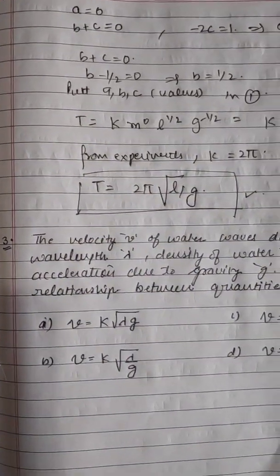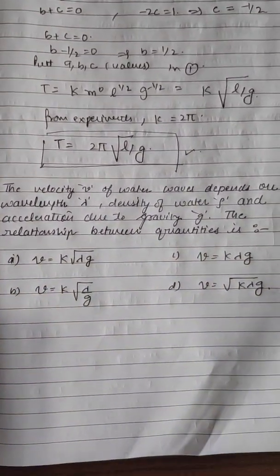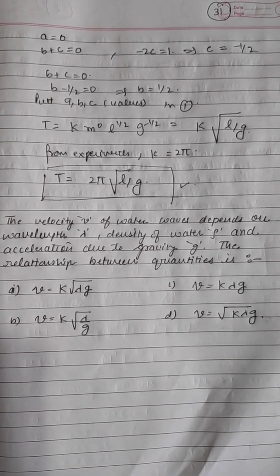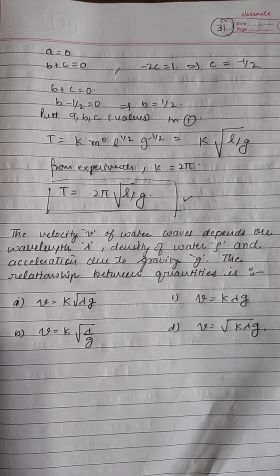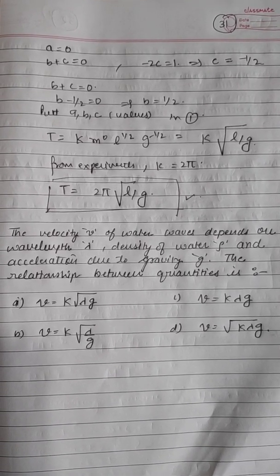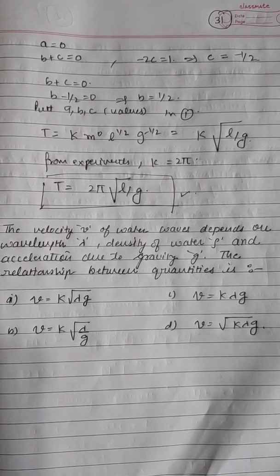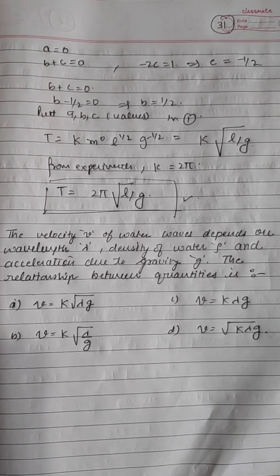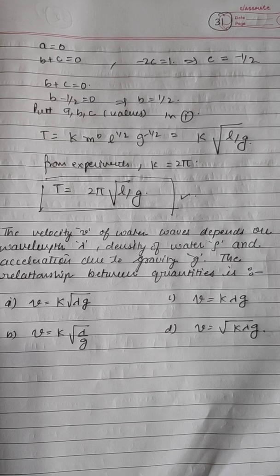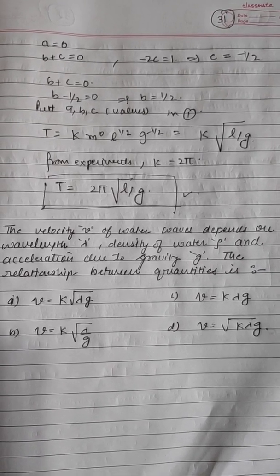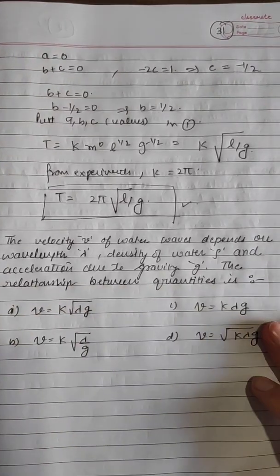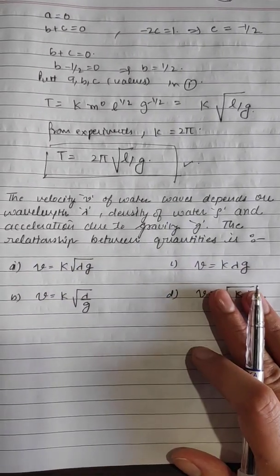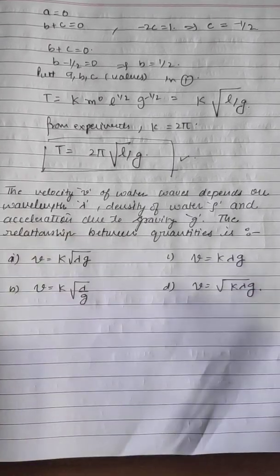We will discuss one more example. The velocity of water wave depends upon, now it is given that velocity of water, it depends upon wavelength, that is lambda, density of water, that is rho, and acceleration due to gravity, g. The relationship between the quantities is, we have to choose the correct option. Like this, a question can come in the form of MCQ also. So 4 options are given and we have to mark the correct one.